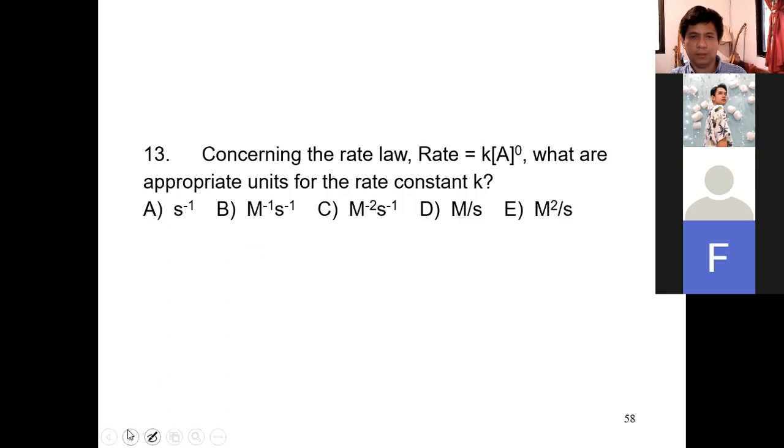Okay, so let's proceed. Let's try to solve some problems. Let's answer some questions. Concerning the rate law, rate is equals to k times concentration raised to 0. So this is a zero order. What are the appropriate units for the rate constant k? Letter A, per second. Letter B, per molarity per second. Letter C, molarity minus 2, seconds minus 2. Letter D, molarity per second. Letter E, molarity squared per second.